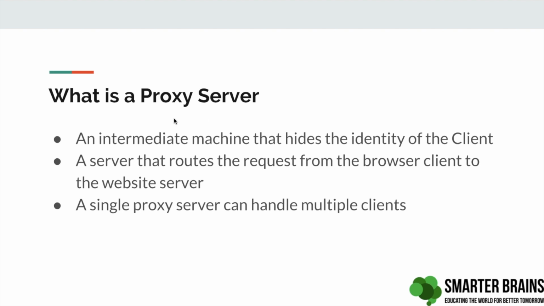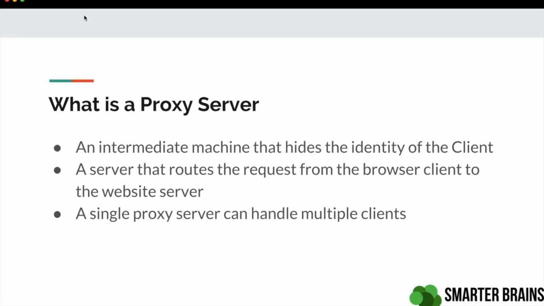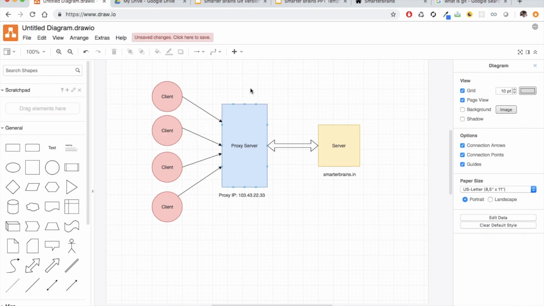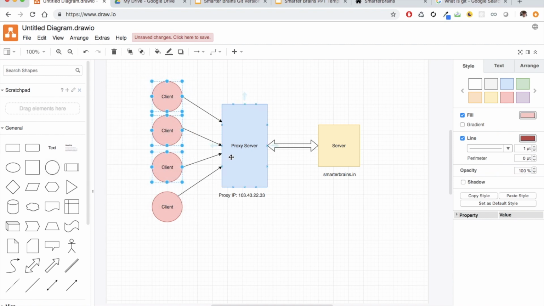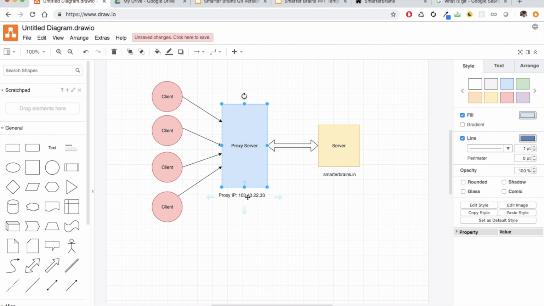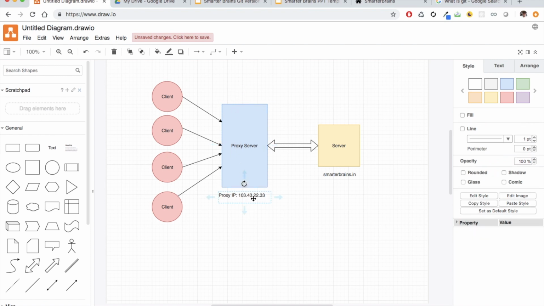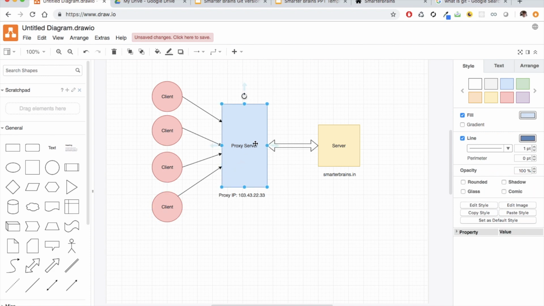To understand what a proxy server is, let me show you a diagram first. A proxy server basically routes the requests from multiple clients to a proxy server. A proxy server can be a simple machine lying somewhere in a remote region which the clients will actually use to hit a particular website.